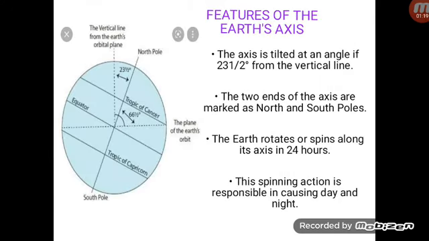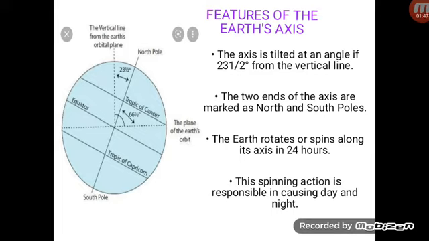Now let's study about the features of the Earth's axis. Firstly, the axis is tilted at an angle of 23.5 degrees from the vertical line. You can see in the diagram given, the angle has been shown, that there is a tilt of 23.5 degrees between the axis and the vertical line, which is shown by a dotted line in the diagram.